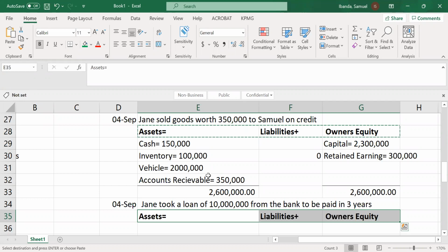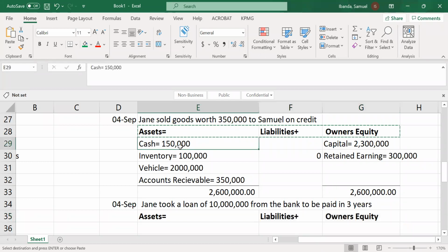Here, do we have a liability? Yes, we have a liability. What's the liability? Is the long-term loan. Do we have an asset? We have a new asset that is coming in. When the bank gives us money in terms of a loan, this money comes to us, okay, as the business.